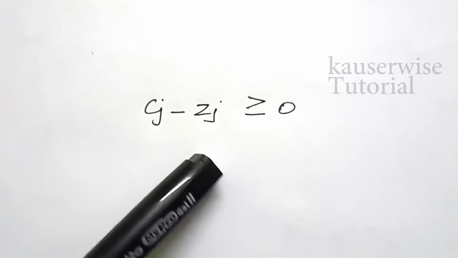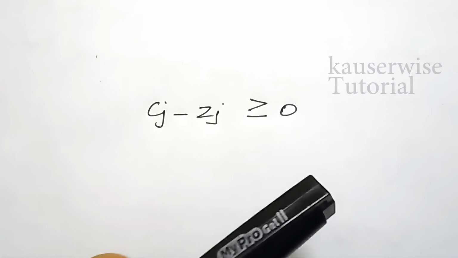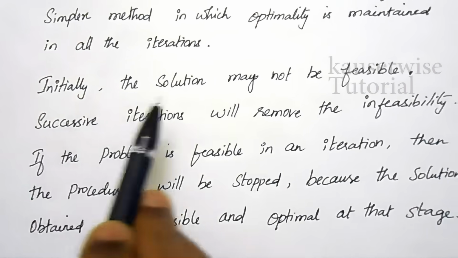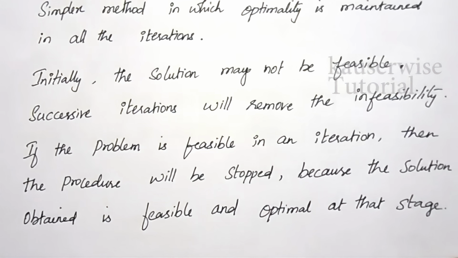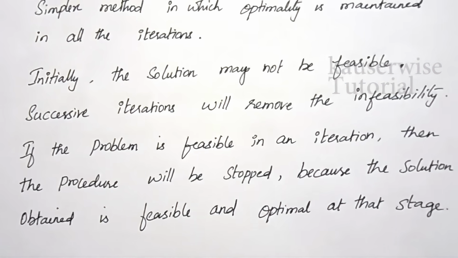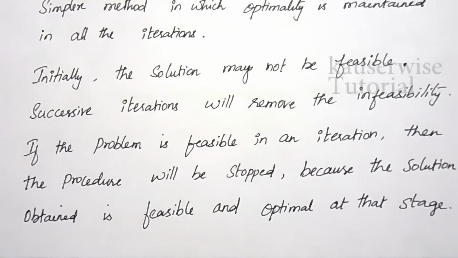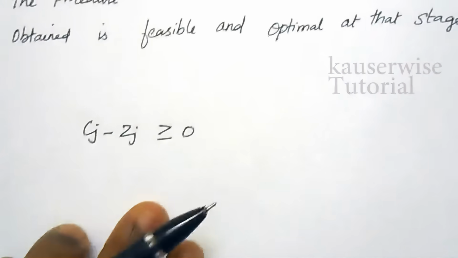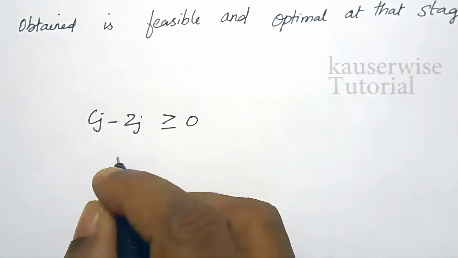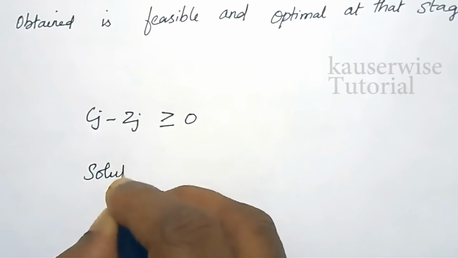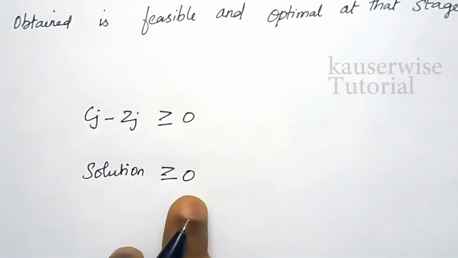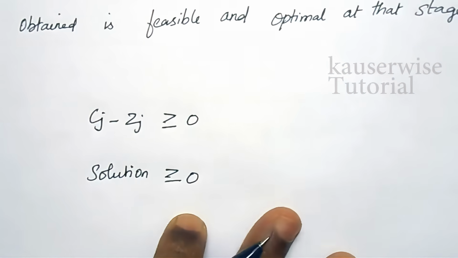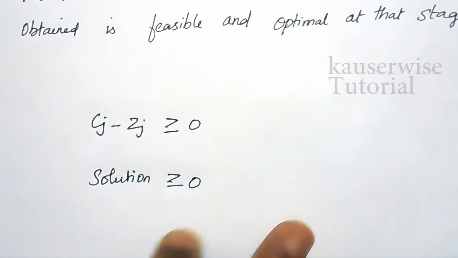The second step is we need to find the feasibility. Initially the solution may not be feasible. In the simplex table, in the solution column, we have to get the positive value. For a minimization problem, the feasibility condition is the solution must be greater than or equal to 0, which means we have to get the positive value. Then the problem will be optimal as well as feasible.